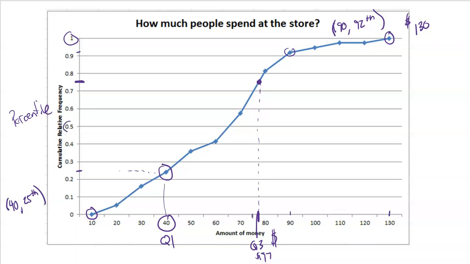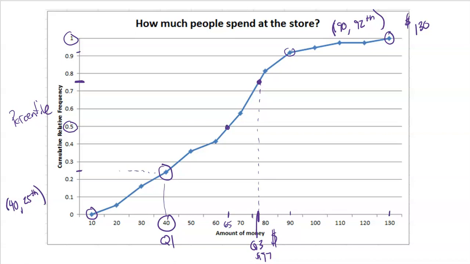And we could also find the median. The median is the 50th percentile. Track that over and come down. That looks to be right at $65. So 50% of people spent less than $65, 50% spent more.